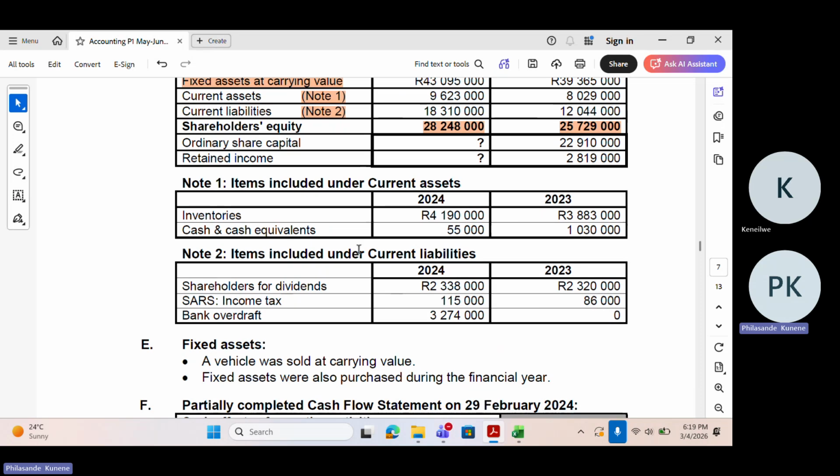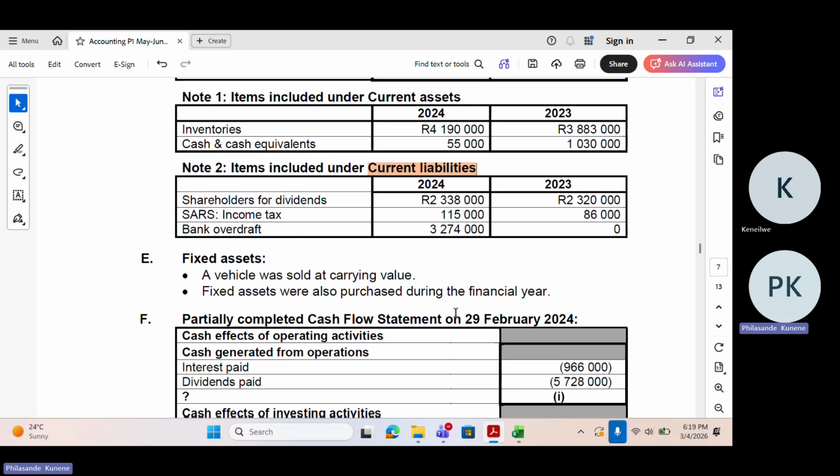Note number 2, items included under current liabilities. If you look here: shareholders for dividends, SARS income tax, bank overdrafts. This is the information that we usually use for the cash flow statement. Shareholders for dividends, we might have to use it as well for the retained income note. So we should be aware of this information.